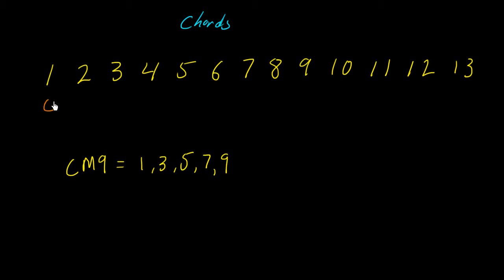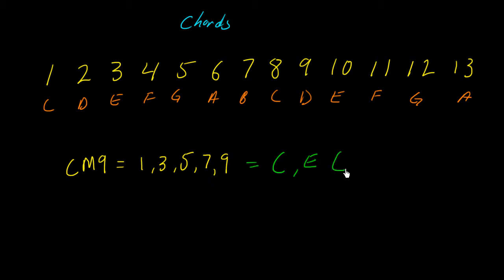So it'd be C, D, E, F, G, A, B, C, D, E, F, G, A. So a C major 9, you would actually use the notes 1, which is a C, 3, which is an E, 5, which is G, 7, which is a B, and 9, which is a D. These 5 notes played together will be a C major 9 chord.